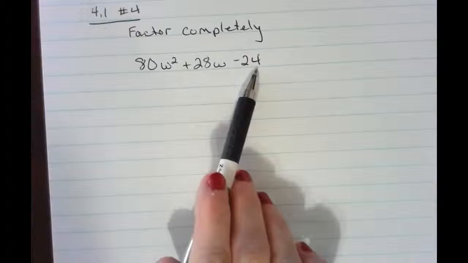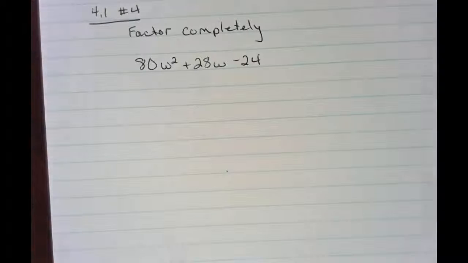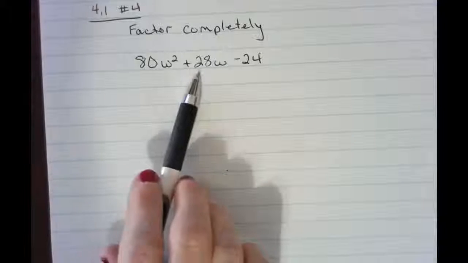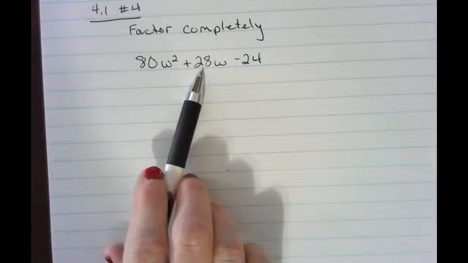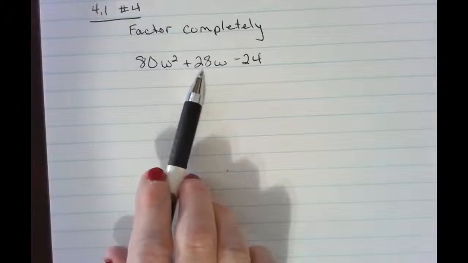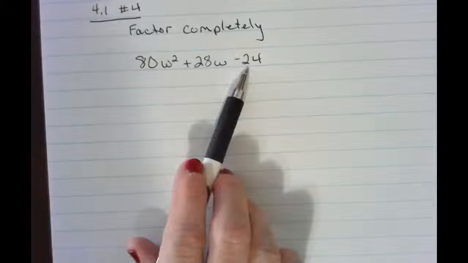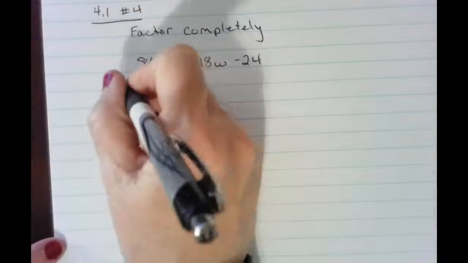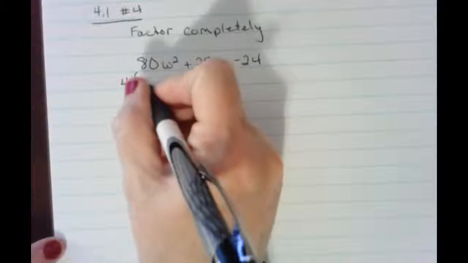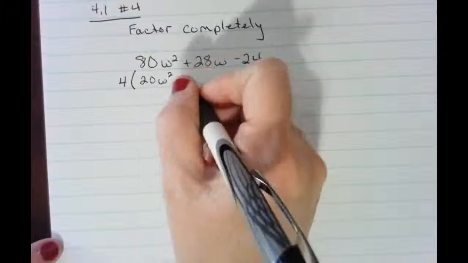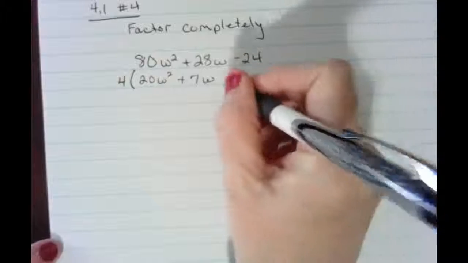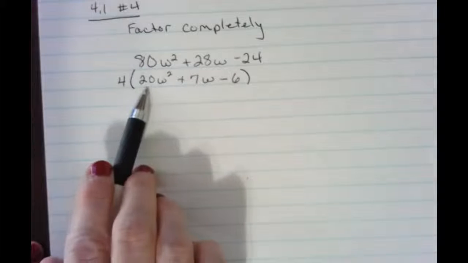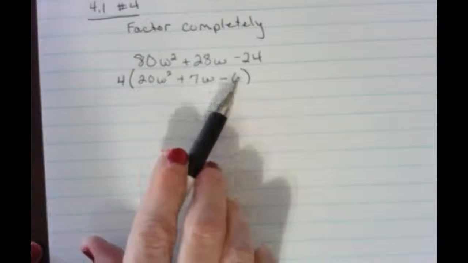possibly. Okay, so what would be something we could factor out of these? Well, as I look at this problem, I look at my 28 because I know the only thing I can factor out of 28 is 7 or 4. And I know 24 I can factor a 4, and 80 I can factor a 4. So it looks like my GCF would be 4. So when I factor 4 out, I get 20w squared plus 7w minus 6.